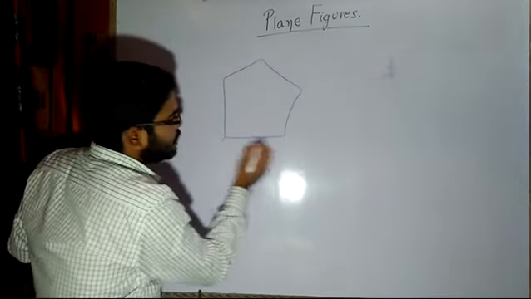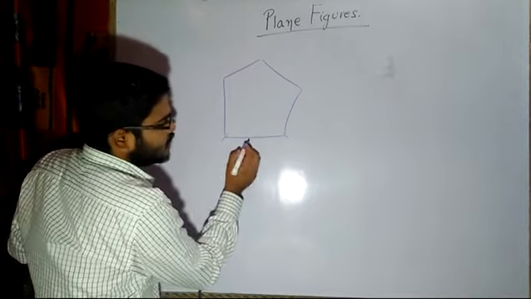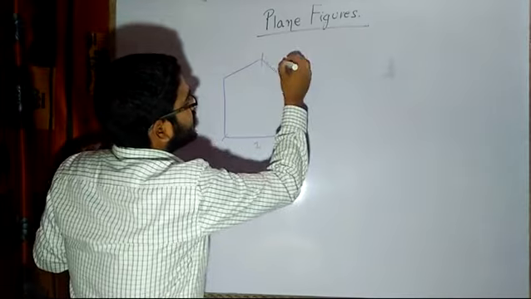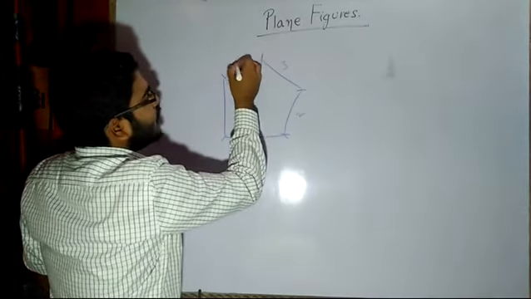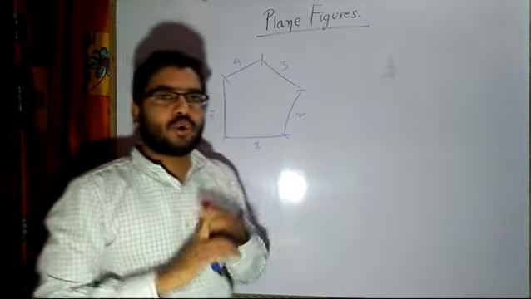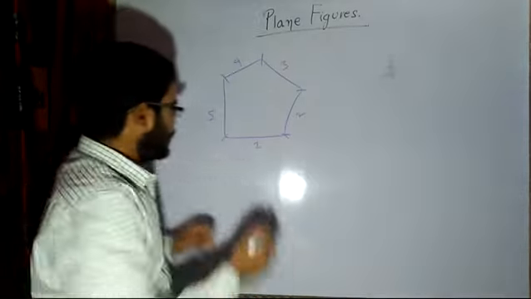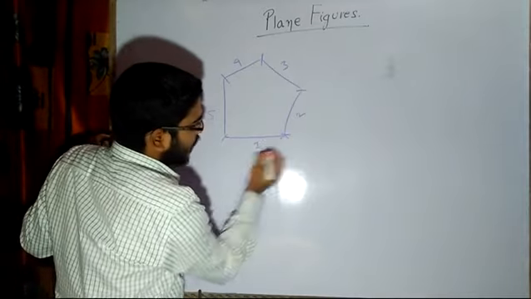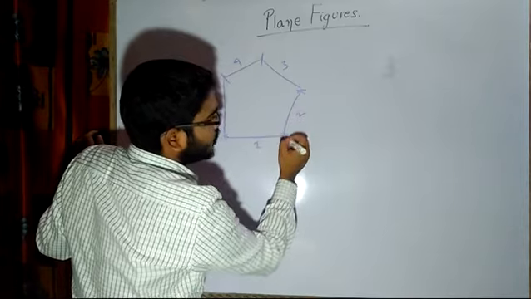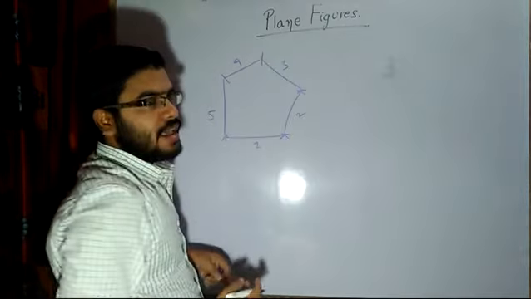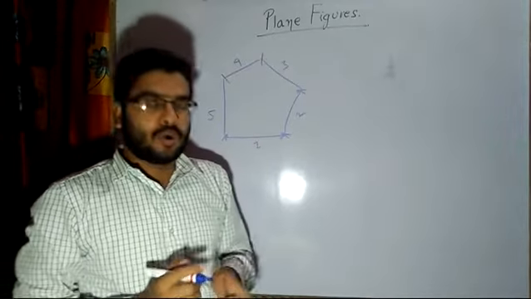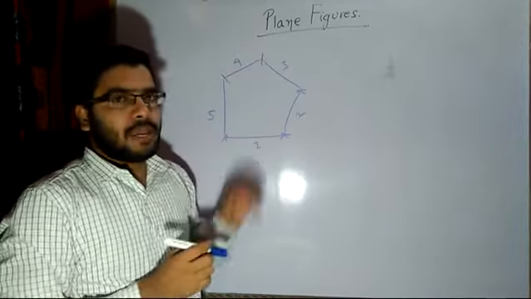Now it is bounded by line segments. This is one line segment, this is another line segment, another, and another. So there are 5 line segments which are joined head to tail. If I say this one is the head part and this is the tail part, then head to tail, then here head to tail, or tail to tail, like this we have arranged and connected them, and formed a closed figure. So this is called a plane figure.